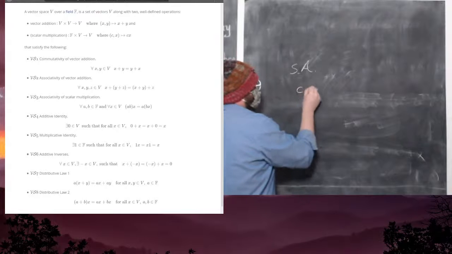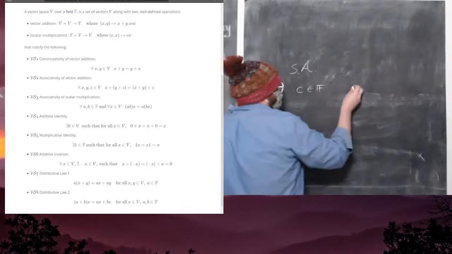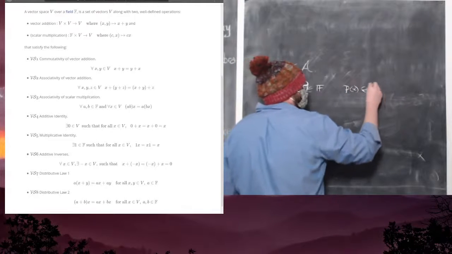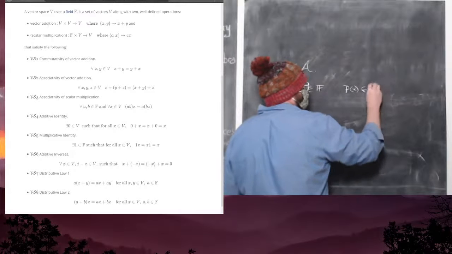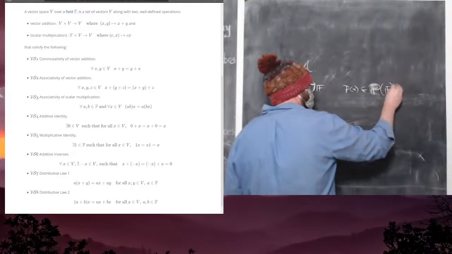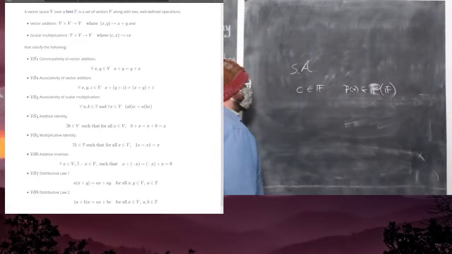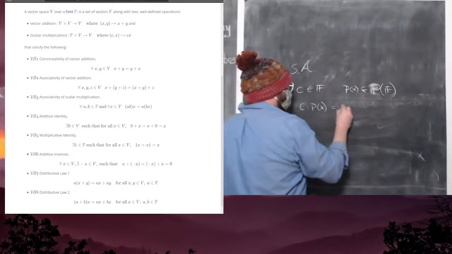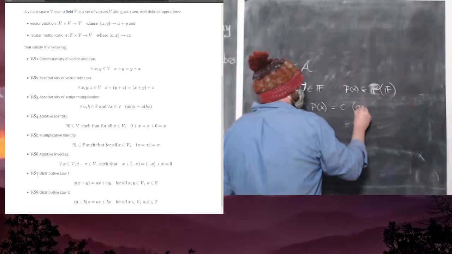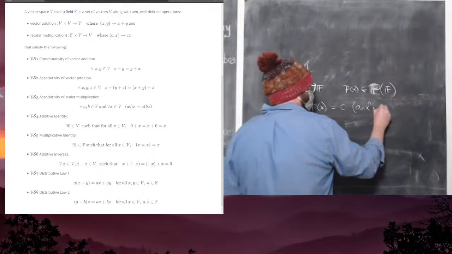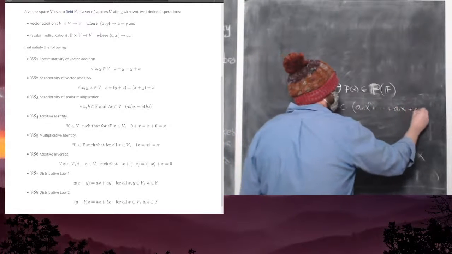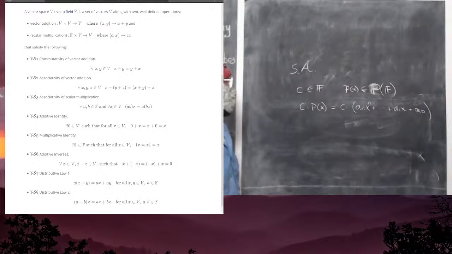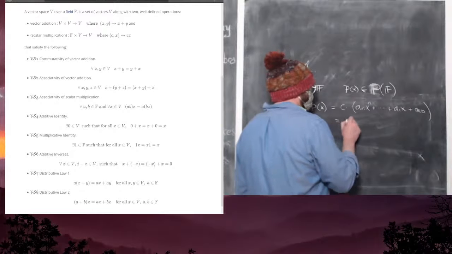So if you have some constant c from the field, and p of x is some polynomial, I'll use this notation just because it's more linear algebra-ish. Then c times p of x, right? So p of x is some polynomial, something like a_n x to the n plus ... plus a_1 x plus a_0. And so what do you think you do? We distribute.